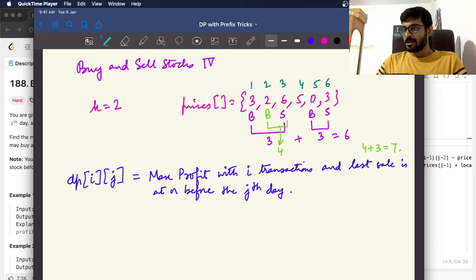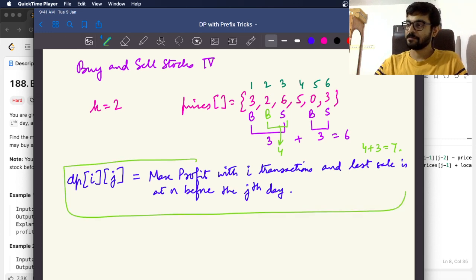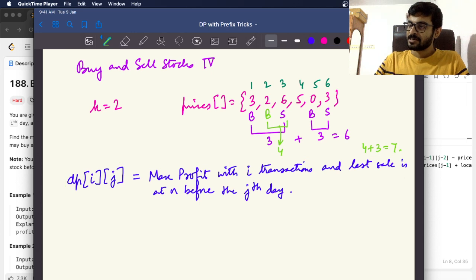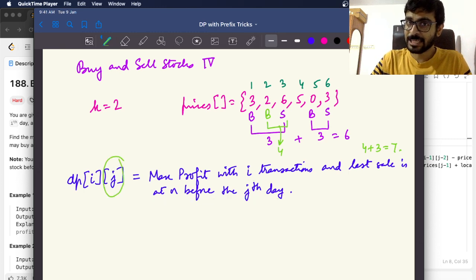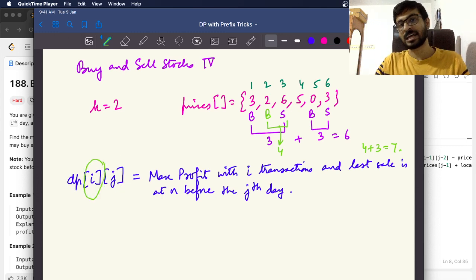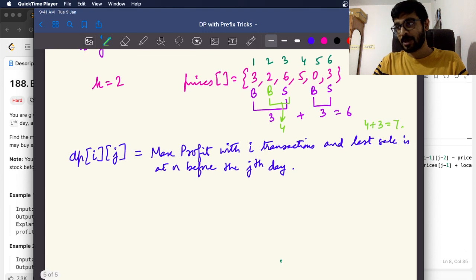So how can my DP state be based on this? This is a standard notation: DP of i, j is basically the maximum profit with i transactions such that the last sale is at or before the jth day. So I'm restricting what my last day of sale is. That is one of my DP state indexes, and the number of transactions is another DP state. So how can I solve this problem?